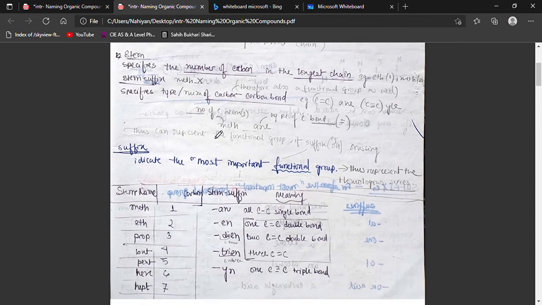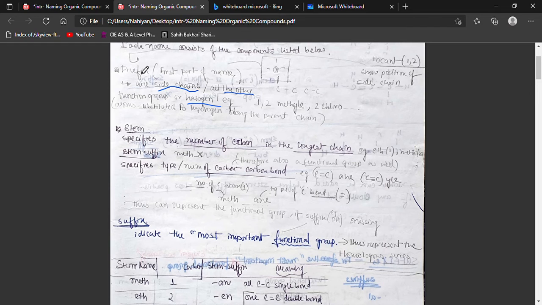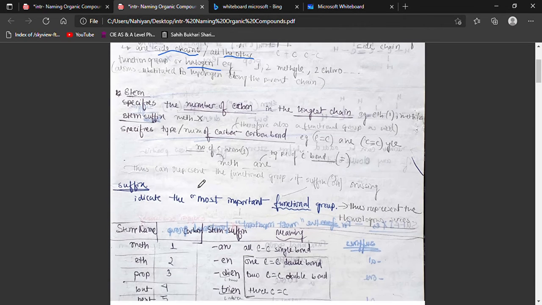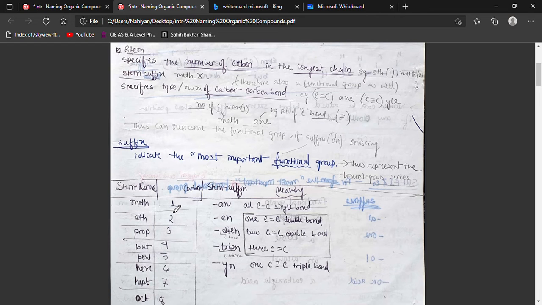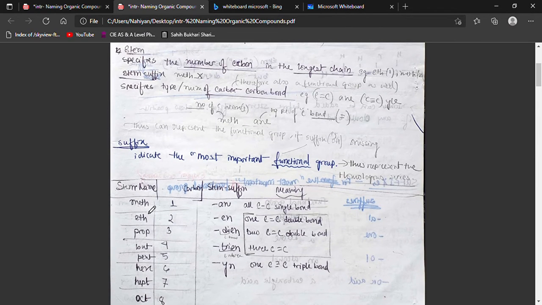So moving on, then is the main naming, which comes from counting the number of carbons. That's the stem. If there is one carbon, you write meth. If there are two carbons, you write eth. And according to the functional group, you write the suffix. For instance, if there is an alkane and there is one carbon, you write methane. If there are two carbons, you write ethane. Three carbons, you write propane. Similarly, if you have alcohol, you write methanol, ethanol, and that's how it goes.